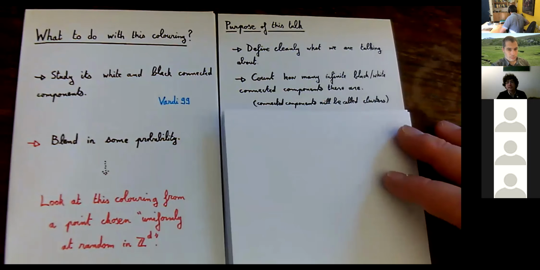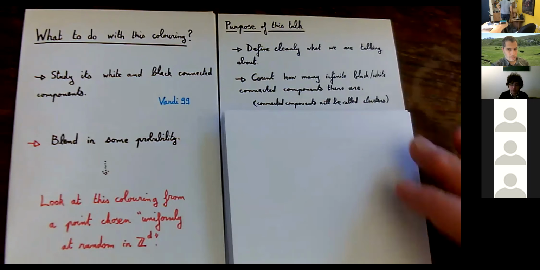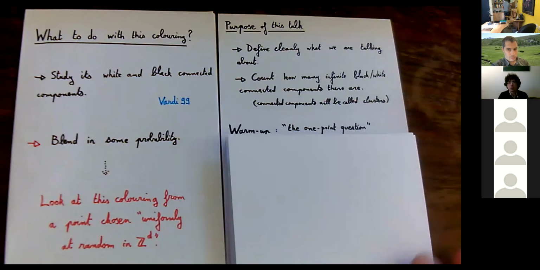But before getting to the main dish, some starter, as a warm-up, we can consider an easier question, which I will refer to as the one-point question. Just take one point uniformly at random in Z^d, and we are wondering what is the probability it gets white, what is the probability it gets black. So instead of having this picture with a whole coloring, we just have a one-pixel picture.